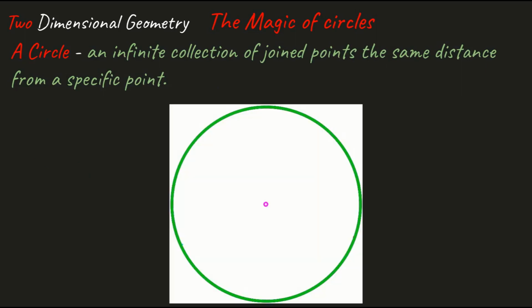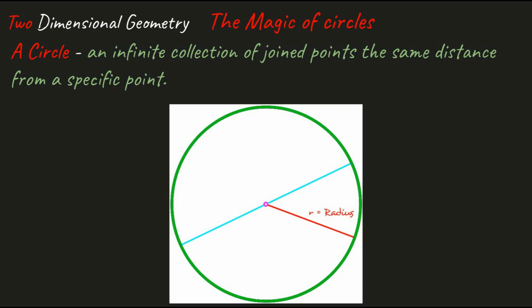A circle is just an infinite connection of joined points the same distance from a specific point. So if that little purple dot in the middle of your screen is the specific point that they're talking about, we just have a distance from that. We take an arbitrary distance from that, and that we call a radius. And if we connect all the points at the end of a radius all the way around, we have a circle.